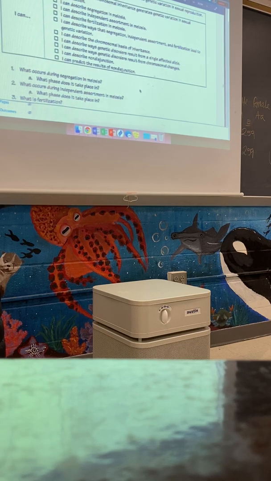I can explain ways chromosomal inheritance generates genetic variation in sexual reproduction. We've talked about that. That's independent assortment. I can describe segregation and meiosis. We talked about that. Independent assortment. You know what fertilization is. We know how they lead to genetic variation. You know how genetic disorders result from a single affected allele, right? That's getting into protein synthesis. How could one allele end up with a different shaped protein, which means it has a different impact?